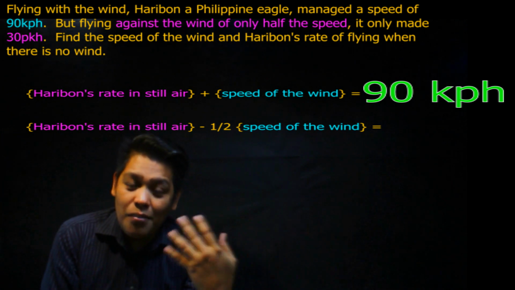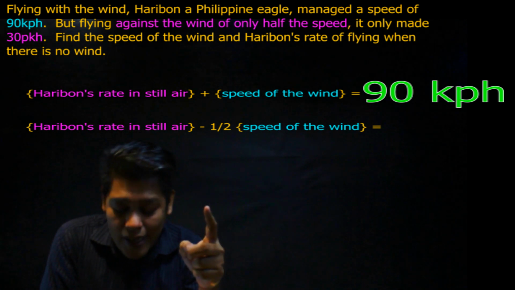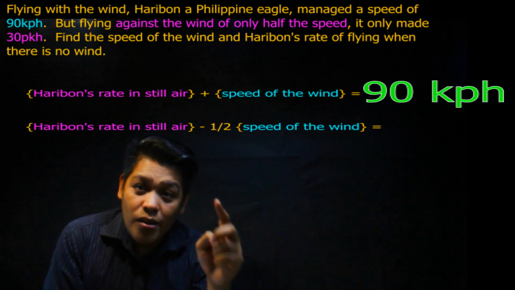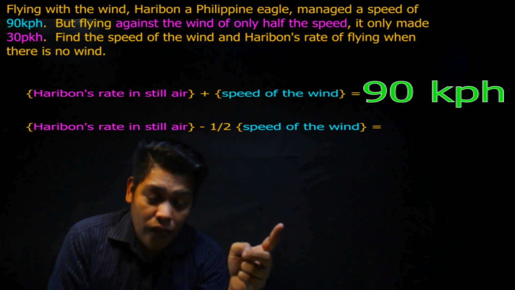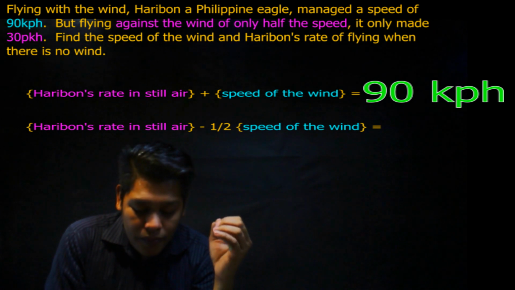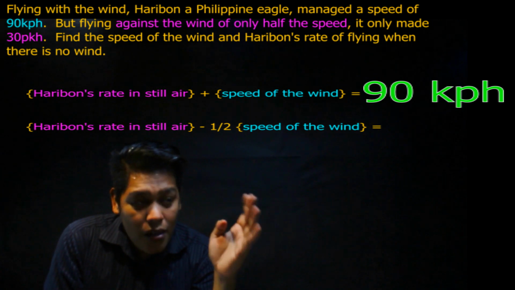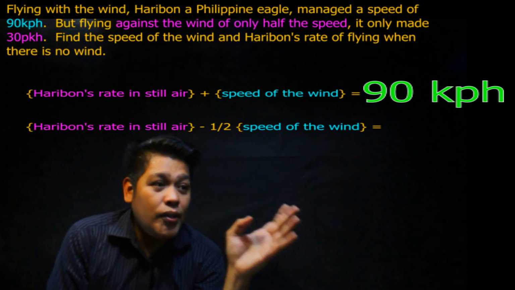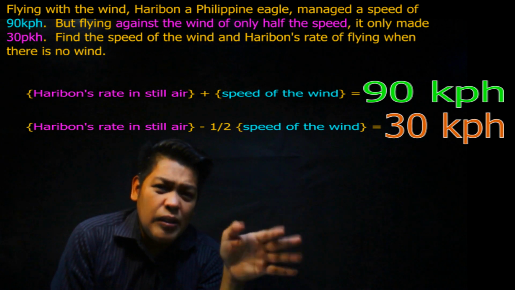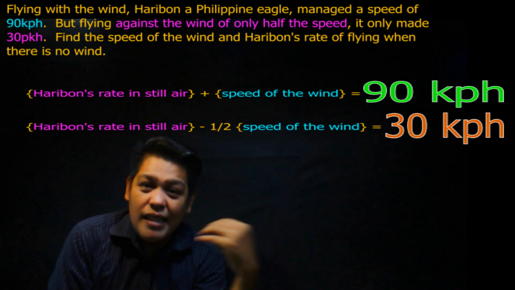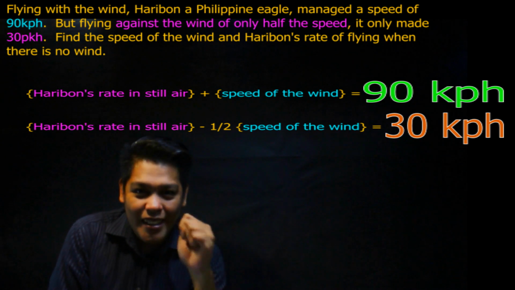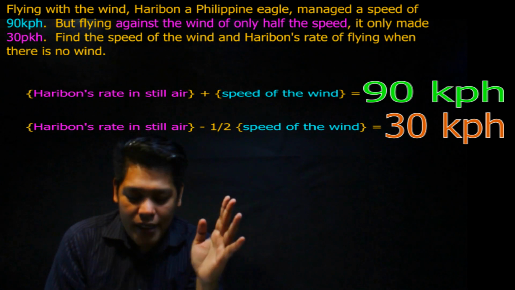Ngayon naman, pag against naman, the Haribon's rate in still air minus the 1/2 of the speed of the wind. Ayun nga, nababawasan nga ng kalahati, equals 30. So, nagiging 30 na lang yung bilis ng ibon kasi nga against siya sa wind. Naiintindihan niyo ba? Okay, yeah, that is our thought process.